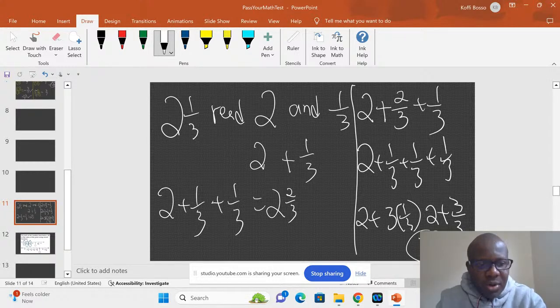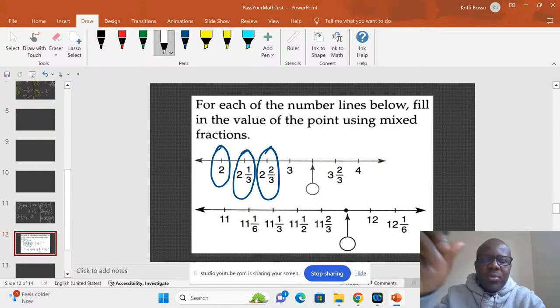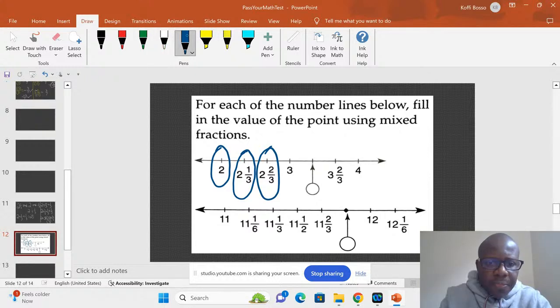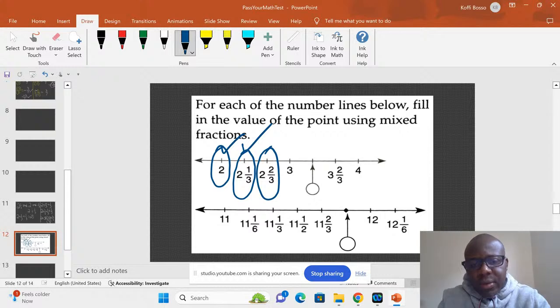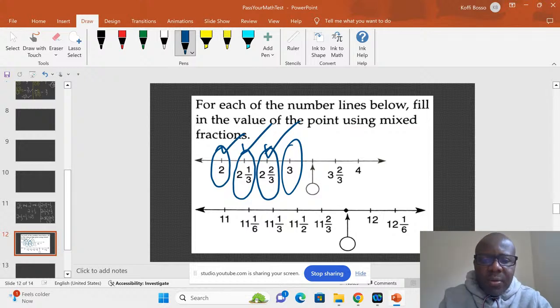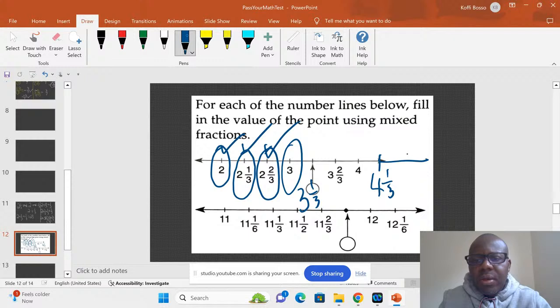So to make it simple, I hope you understand. What you have to understand is that after 2 and 1/3, 2 and 2/3, the next thing you have is a 3, and that makes sense. And we repeat the pattern. After 3, we're going to have 3 and 1/3, 3 and 2/3, and you have 4. After 4, if we want to continue, we're going to have 4 and 1/3, 4 and 2/3, and 5, and so on.